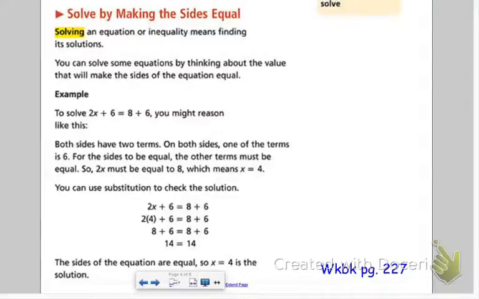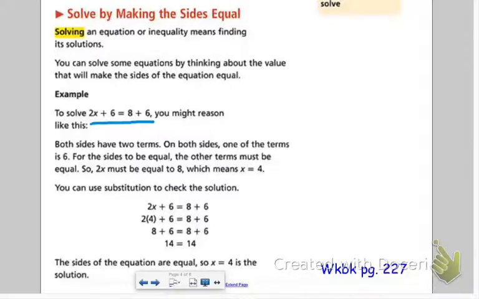Take a look at the example here. 2x plus 6 equals 8 plus 6. So you might reason it this way. Both sides have two terms. On the left side, you've got the terms 2x and 6. On the right side, you have 8 and 6.